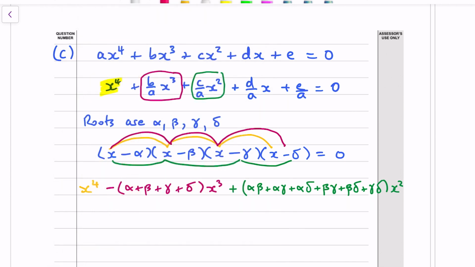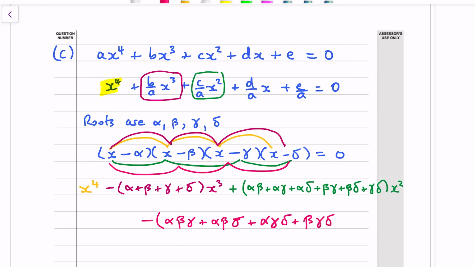Running out of colours. The linear term is just 1 x and 3 numbers. And it's a minus because of an odd number of negatives. So I've got minus the triple products: alpha beta gamma, alpha beta delta, alpha gamma delta, beta gamma delta, the 4 triple products, all times x. And that gives us that term.